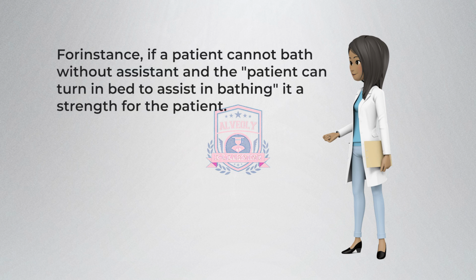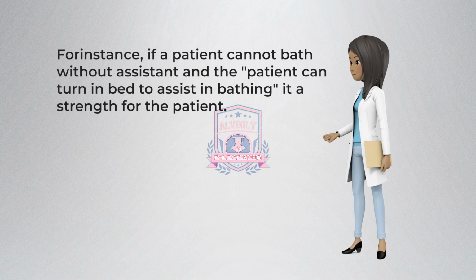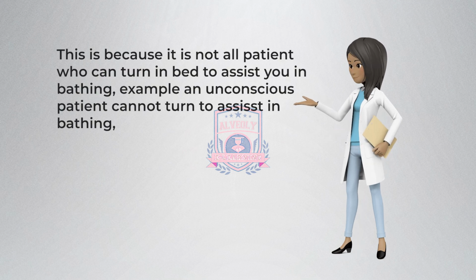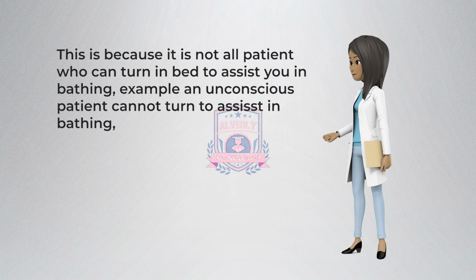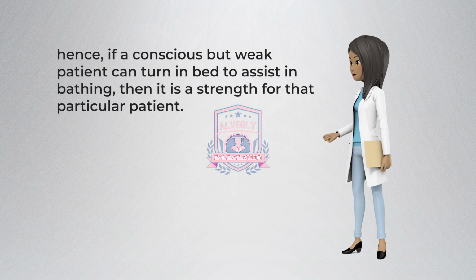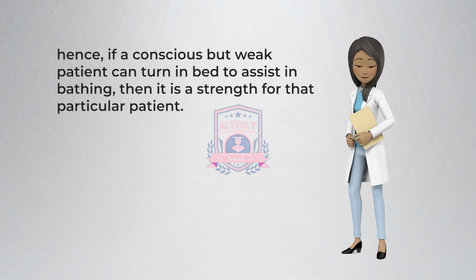For instance, if a patient cannot bath without assistance and the patient can turn in bed to assist in bathing, it is a strength for the patient. This is because not all patients can turn in bed to assist you in bathing. For example, an unconscious patient cannot turn to assist in bathing. Hence, if a conscious but weak patient can turn in bed to assist in bathing, then it is a strength for that particular patient.